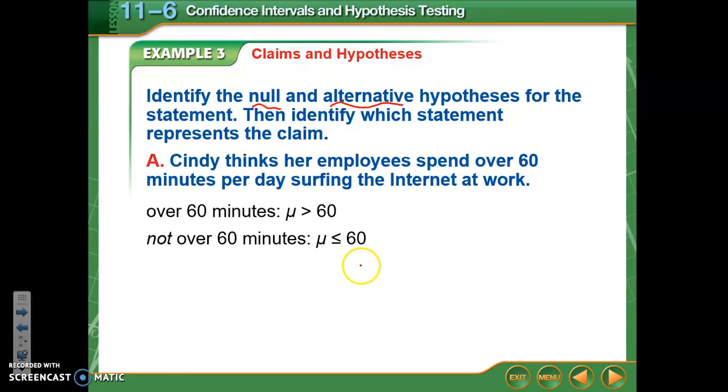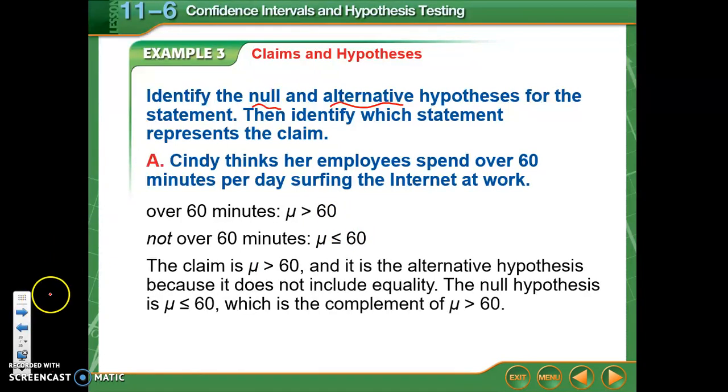Not over 60 minutes would include everything else. So we're going to have two statements that completely complement each other. Either the mean is greater than 60, or the mean is less than or equal to 60. There are only going to be two options, and they have to include everything. So the claim, she's saying her claim is over 60. So the claim is going to be here, that the mean is greater than 60.